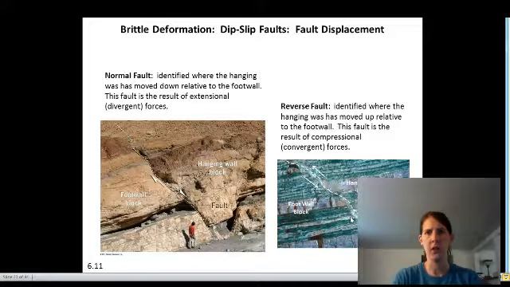A reverse fault is where the hanging wall has actually shoved up and over the footwall. This is the result of compressional forces, so forces pushing together, whereas a normal fault is actually from extensional forces. So all of a sudden you've got this release of pressure, so you're going to have material trying to expand and slip down.